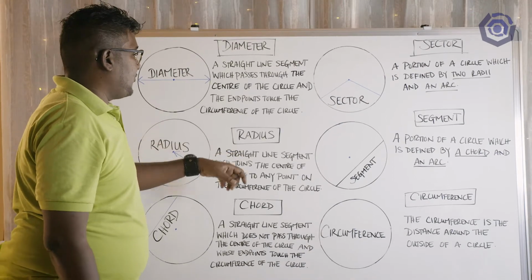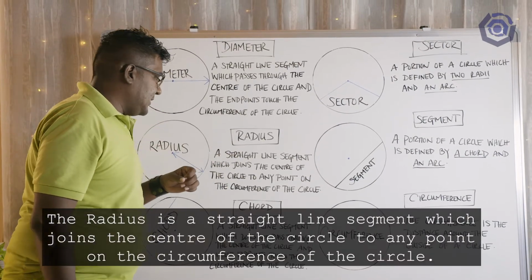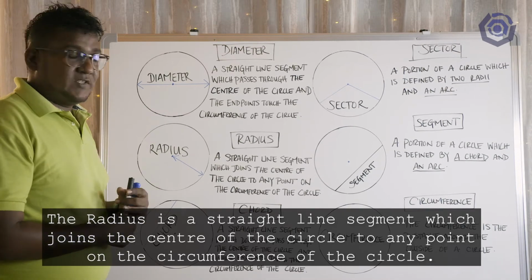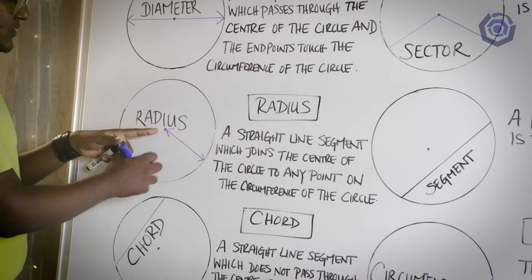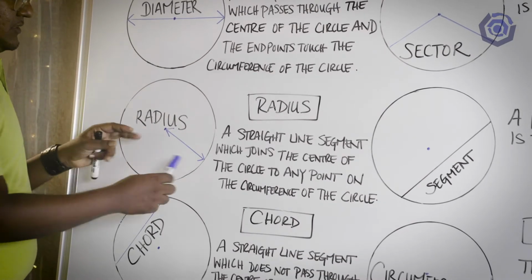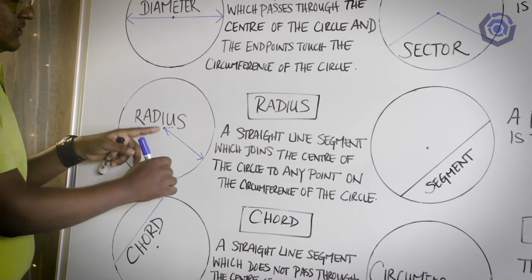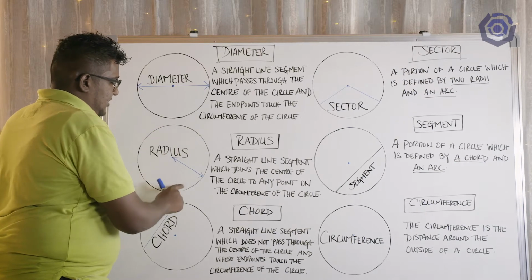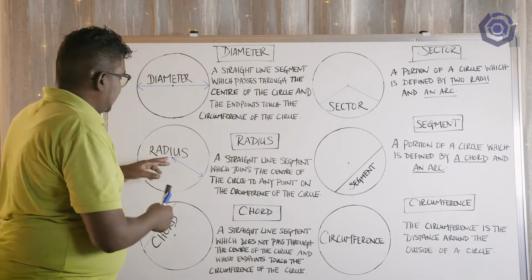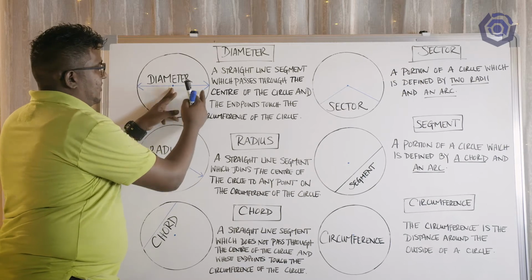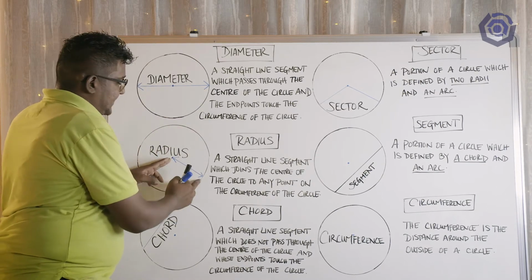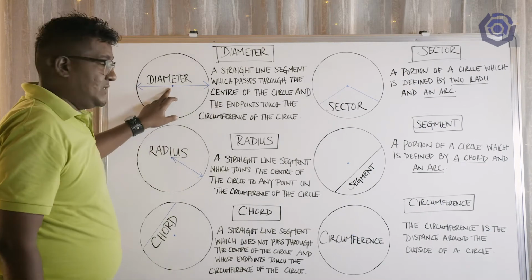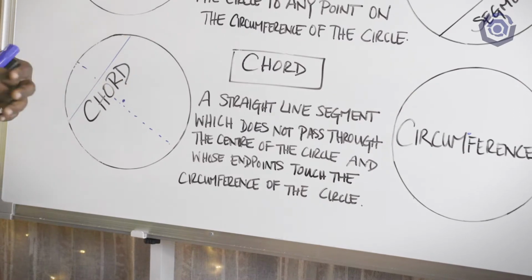The second one is radius. The radius is a straight line segment which joins the center of the circle to any point on the circumference of the circle. So the radius goes from the center to any point on this circumference or the outer part of the circle. And if you notice, the radius is basically half of my diameter, right? So from the center to the circumference is the radius, and the diameter is from circumference to circumference passing through the center.